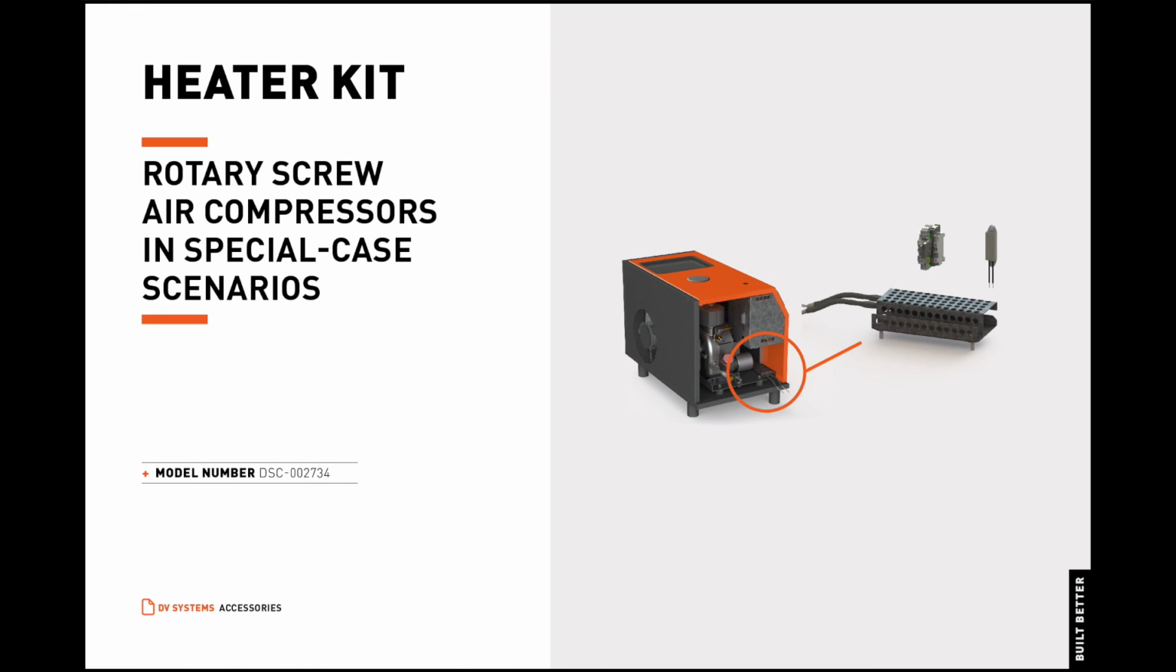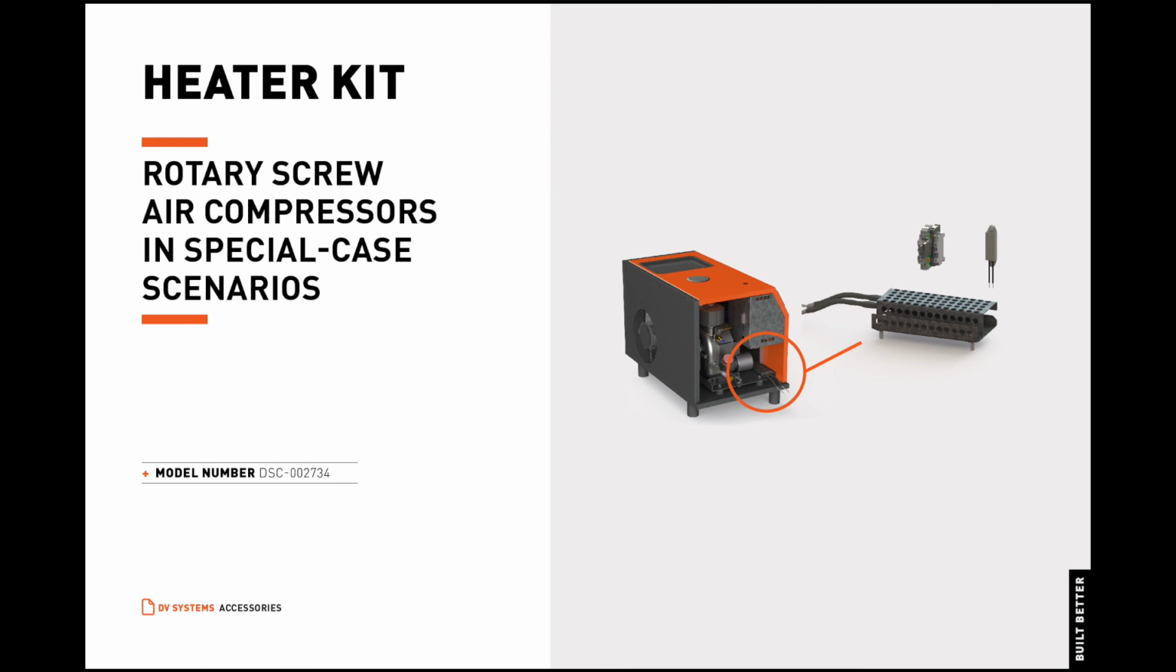Stay ahead of seasonal changes or ensure your air compressor is properly installed for special case scenarios with the DV Systems Heater Kit for rotary screw air compressors. The DV Systems Heater Kit is typically used in special cases where either the air compressor is located outdoors in a location where the temperature dips below 5 degrees Celsius or 41 degrees Fahrenheit at night, or returns to warmer temperatures during the day, or the air compressor is located in a cold room or space where the temperature dips below 5 degrees Celsius or 41 degrees Fahrenheit, where the temperature is unregulated.